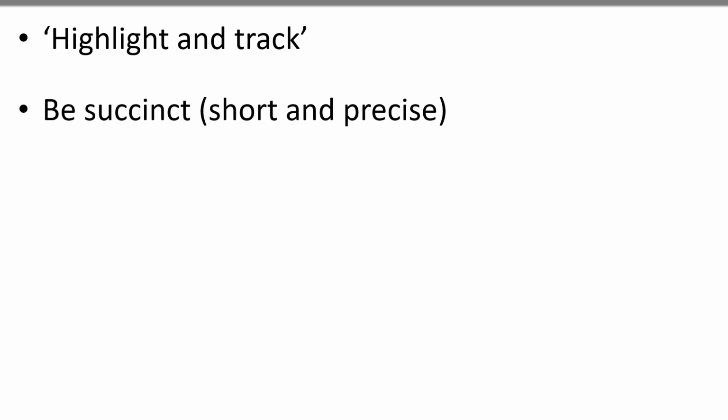Hopefully by now, you'll see how it's essential to be methodical with your approach, so use the highlight and track method. Highlight or underline potentially useful evidence from the lines, and then as you write your answer, track through the lines, linking some of the evidence you've highlighted to your points. The highlight and track method will help to keep your answers succinct and clear.